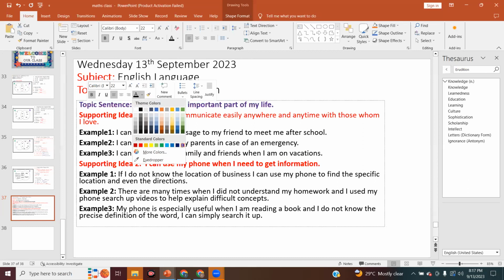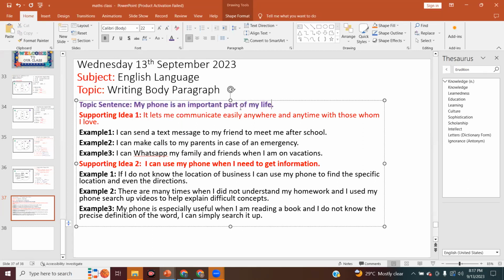Your topic sentence is: my phone is an important part of my life. Good. Then you give your supporting idea: it lets me communicate easily and anywhere with those whom I love. Good, perfect. Then you give your first example: I can text my friends, I can make calls to my parents. Then you give another supporting idea.